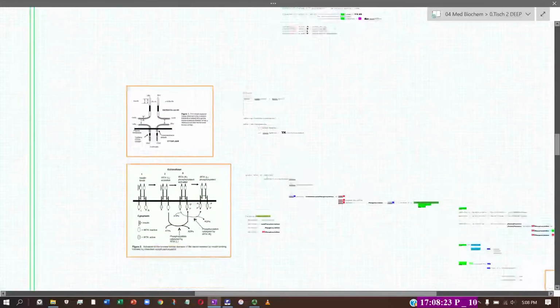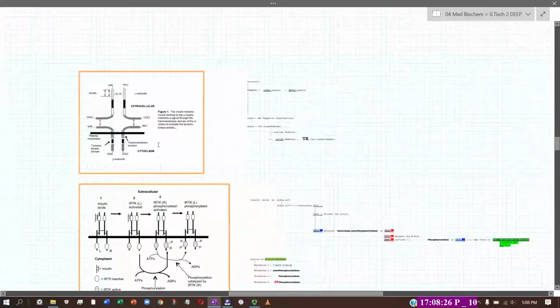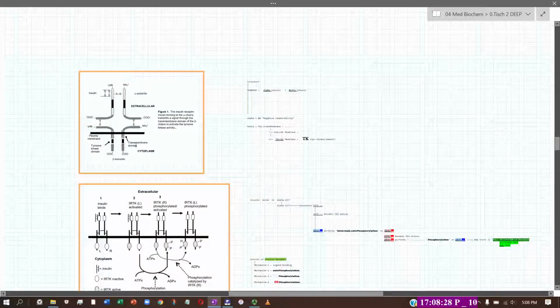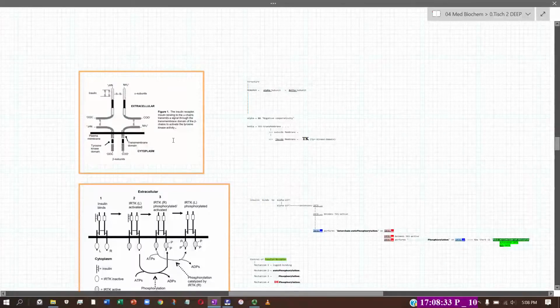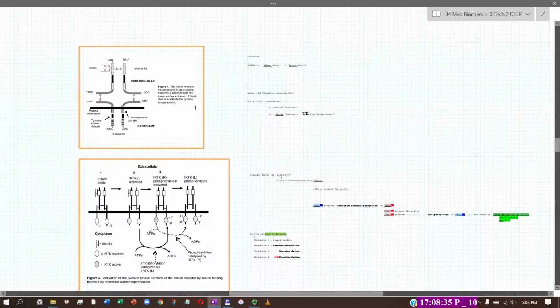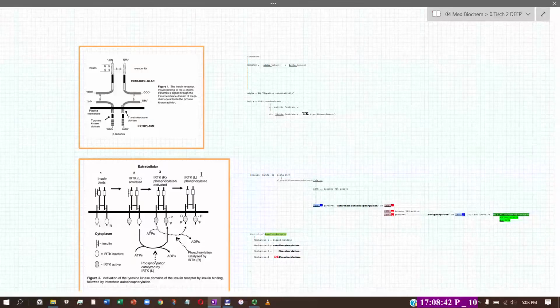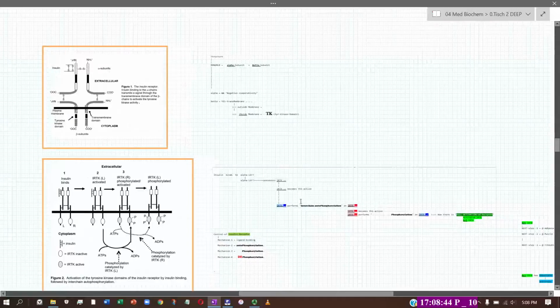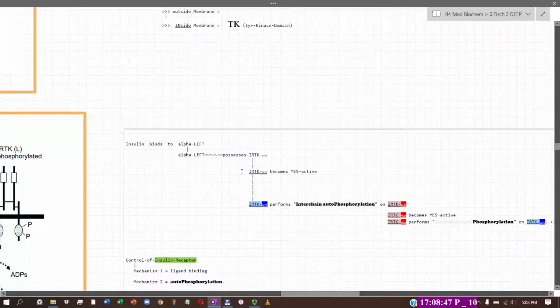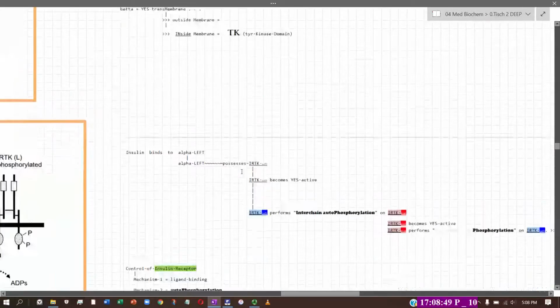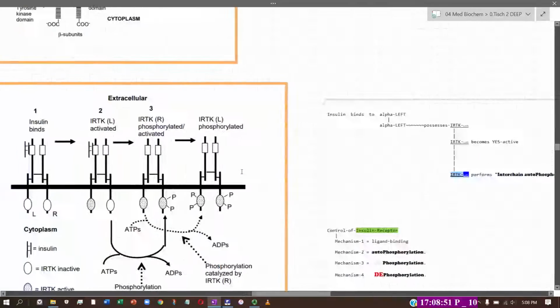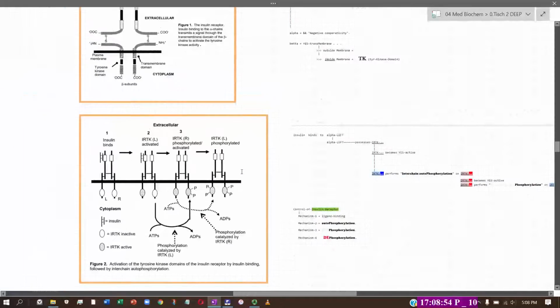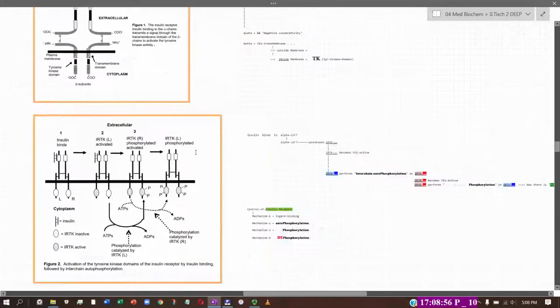And then for the next PDF file, insulin action, remember figure 1 was a very zoomed in view of the receptor, which eventually ends up being called IRTK. What does it stand for again? IRTK stands for insulin receptor tyrosine kinase, IRTK. And then there's a left and a right, cool.